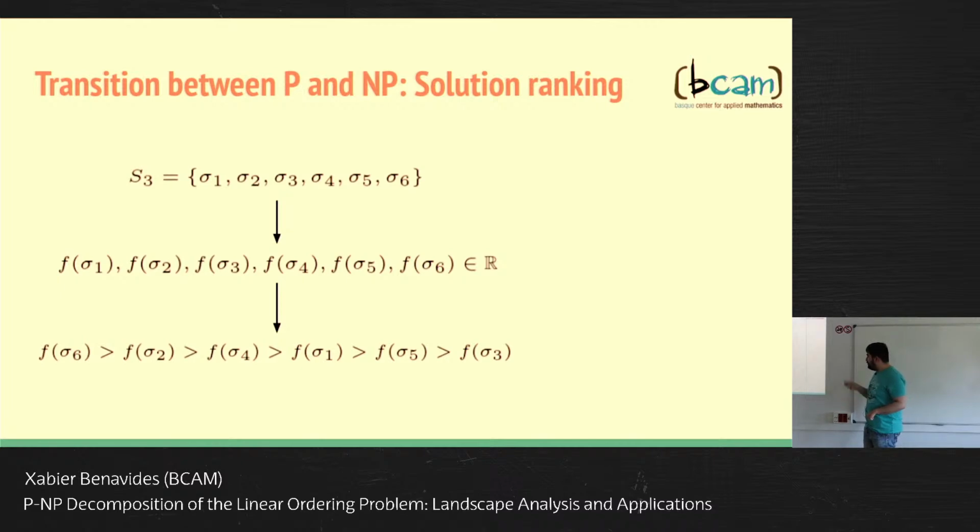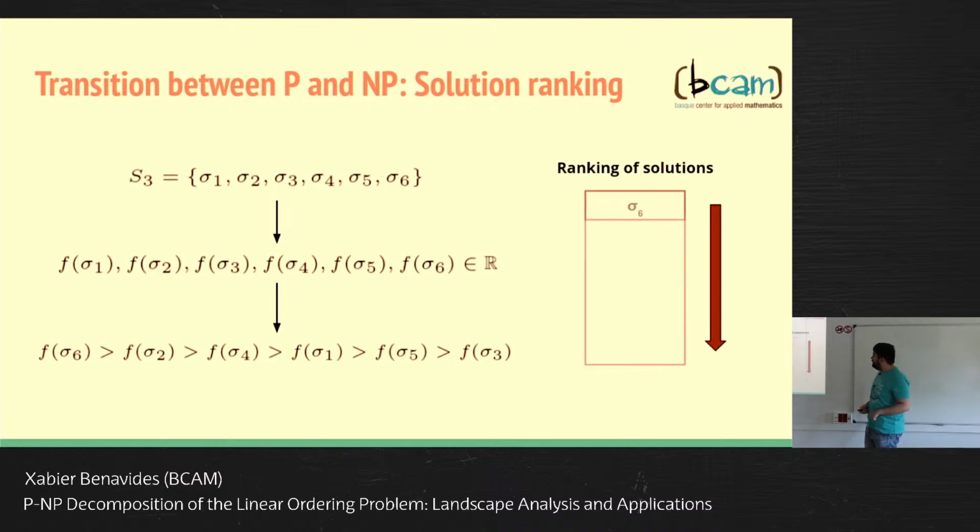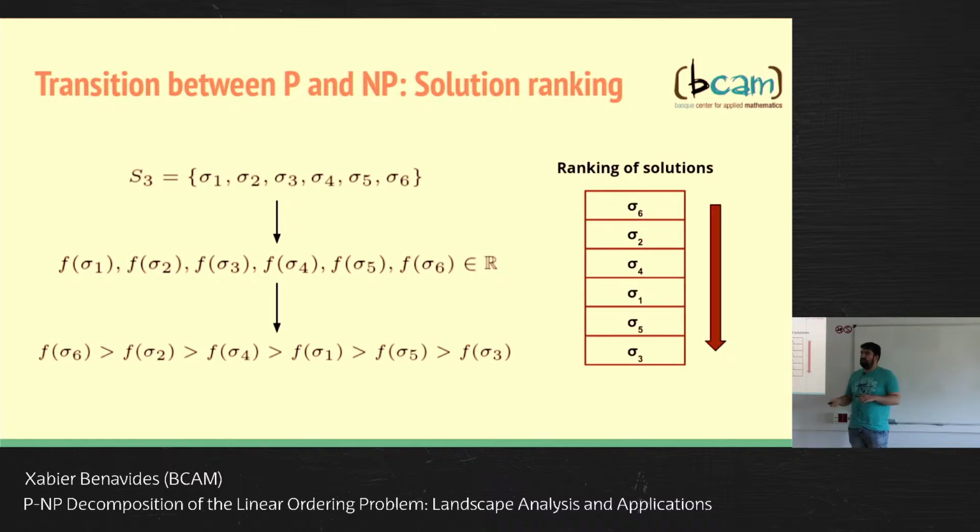Okay? So based on this ordering right here, we can create a ranking of solutions in which the solution with the first rank will be the solution with the highest objective function value, the solution with the second rank, the solution with the second highest objective function value, and so on. And obviously we can generate this ranking of solutions for any given linear ordering problem.